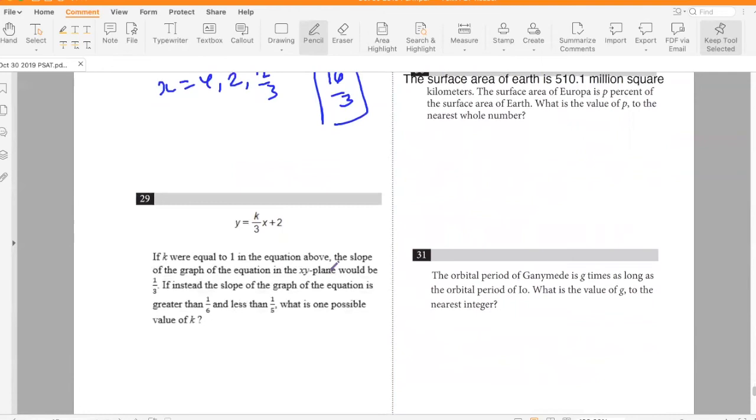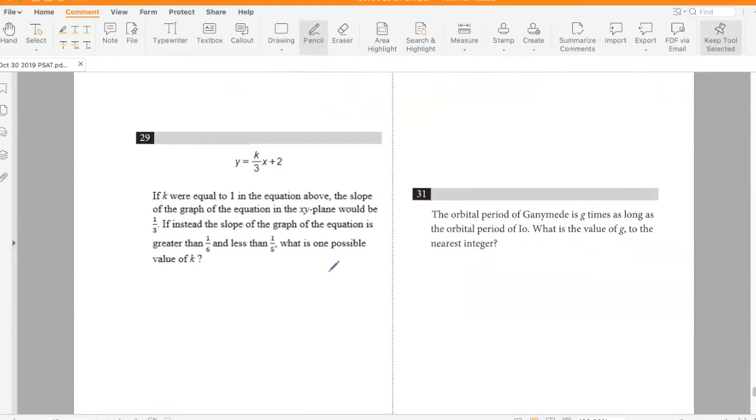If k were equal to 1 in the equation above, the slope of the graph of the equation would be 1/3. If instead the slope of the graph of the equation is greater than 1/6 and less than 1/5, what is one possible value of k? Okay, so k/3 is between 1/6 and 1/5.